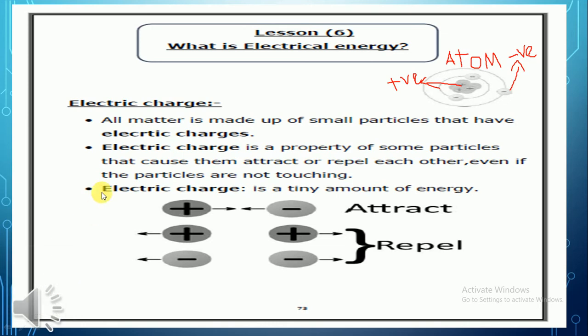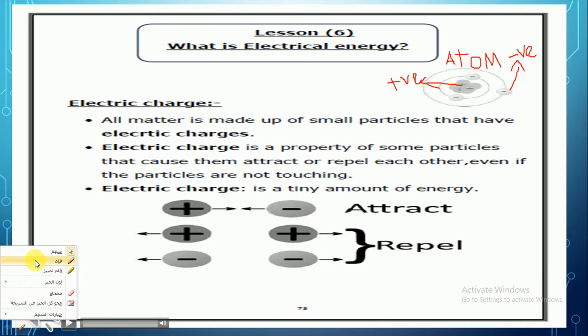What's the electric charge? Electric charge is a property of some particles that causes them to attract or repel each other, even if the particles are not touching. Again, it's a tiny amount of energy. Teacher, what's the meaning of this? Okay, let's see. We have here positive charge and negative charge. Do you remember magnets? Like magnets, positive and negative attract. Again, positive and negative, they attract.